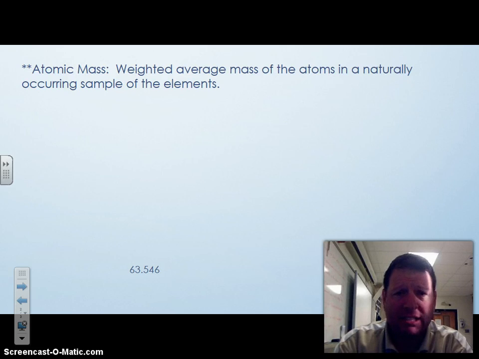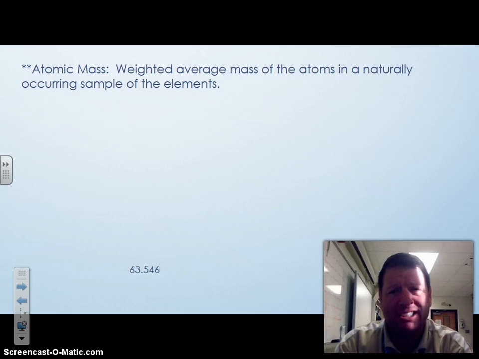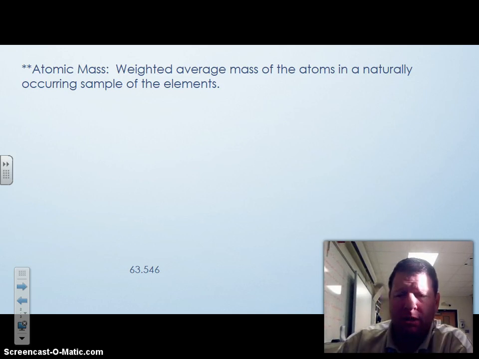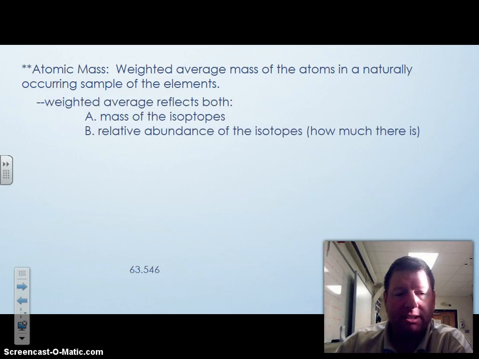Each element has its own sets of isotopes, and each isotope has a different amount of neutrons in it, which causes it to be heavier or lighter than the other elements' isotopes. The key here is that when you find these isotopes out there in nature, they're not all the same amount. So you have some that are a small percentage of the entire known isotopes, and you have others that are quite large. So that is something that we have to take into consideration.